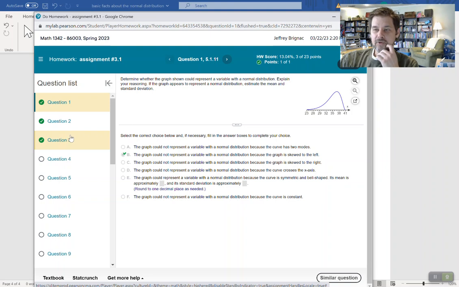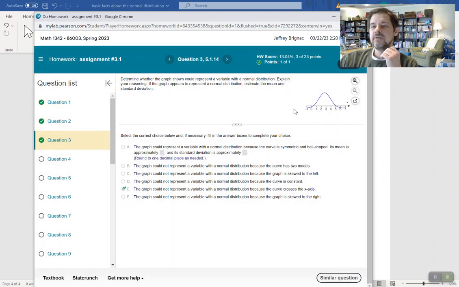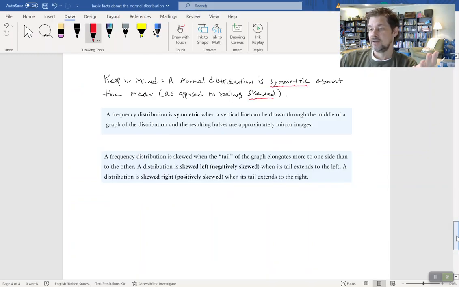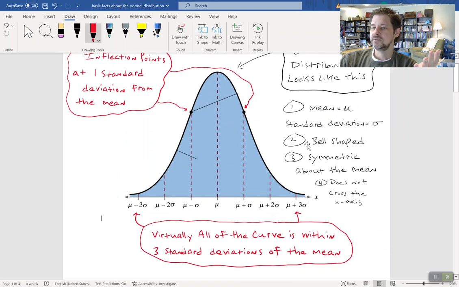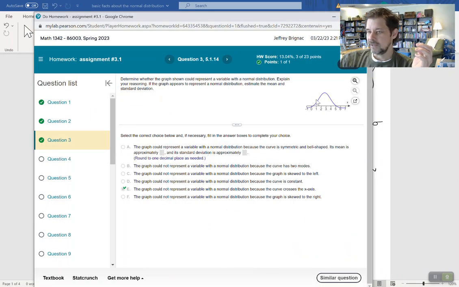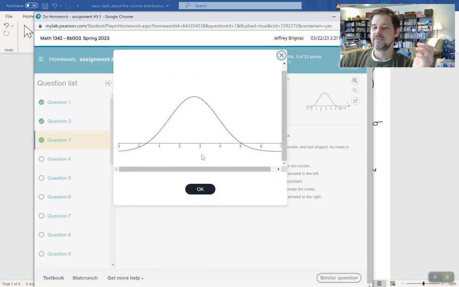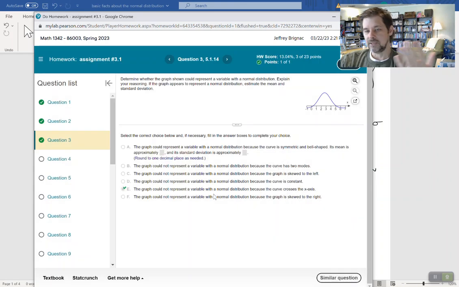And let's look at one more. So this one does look symmetric and it does look bell-shaped. So it's got that going for it. But as far as it being normal, yes, it's symmetric and bell-shaped, but the normal distribution kind of bends down towards the x-axis but never touches it or crosses over. And this one very obviously crosses over the x-axis, and the normal distribution doesn't do that. So this graph is not a normal distribution because it crossed the x-axis.